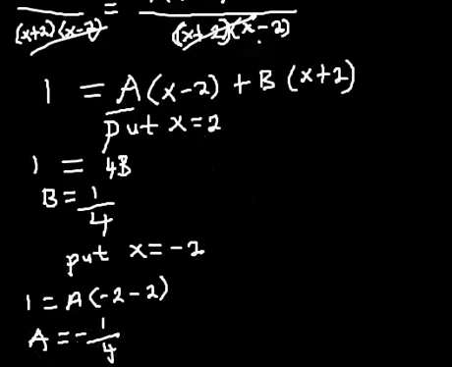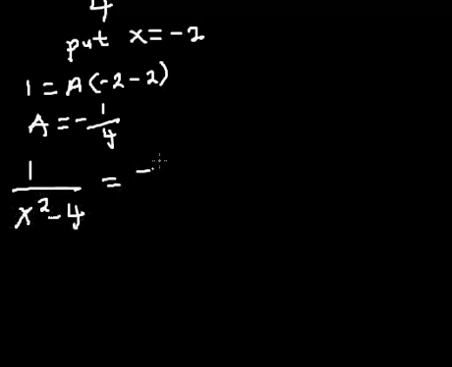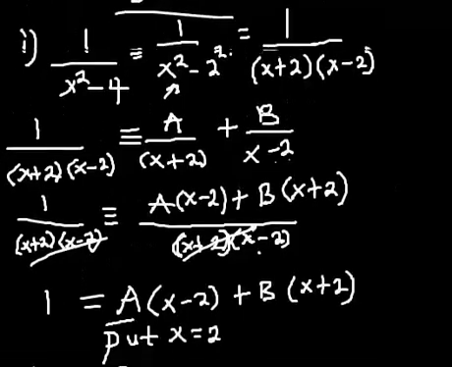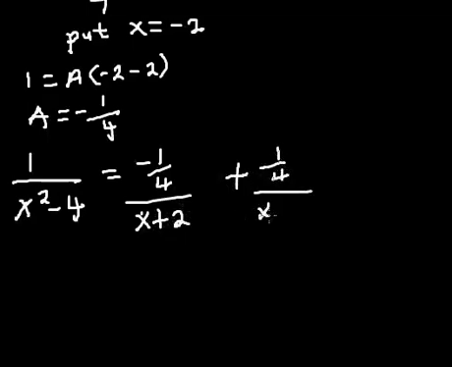So invariably, the partial fraction of 1 all over x squared minus 4, let me write it the way it was before, is going to be equal to A, which is minus 1 over 4 divided by x plus 2, then plus 1 all over 4 divided by x minus 2. So that is that for that particular question.